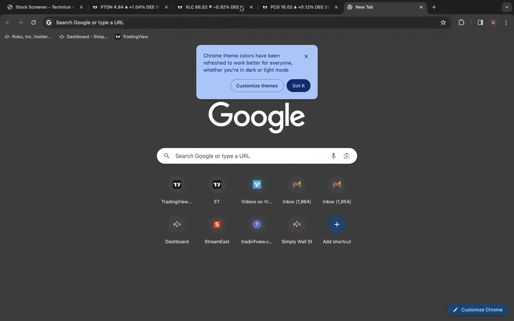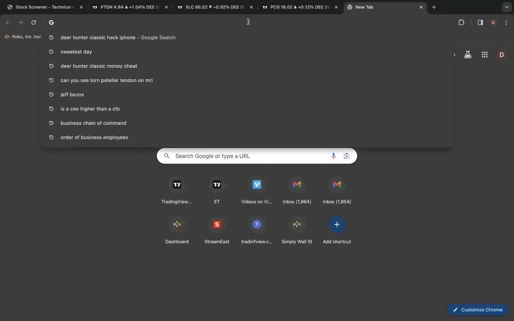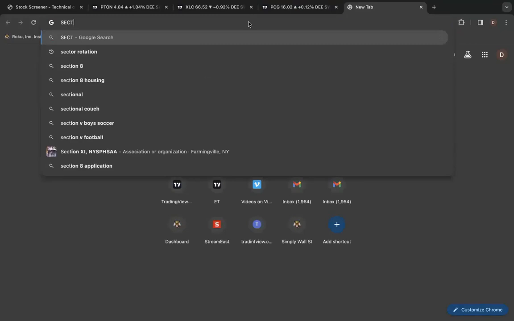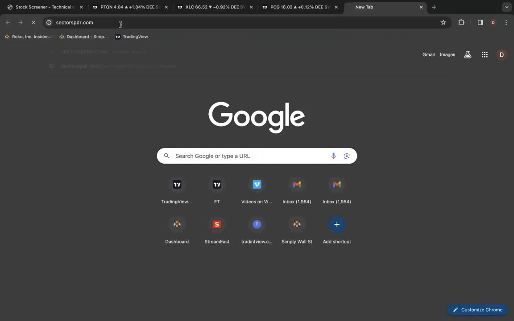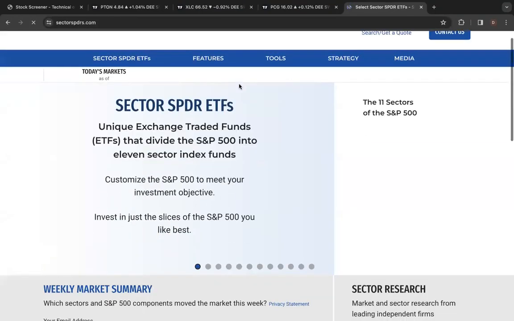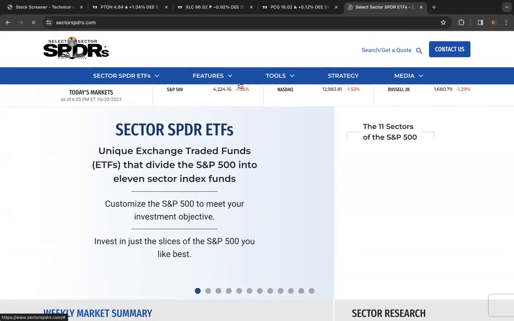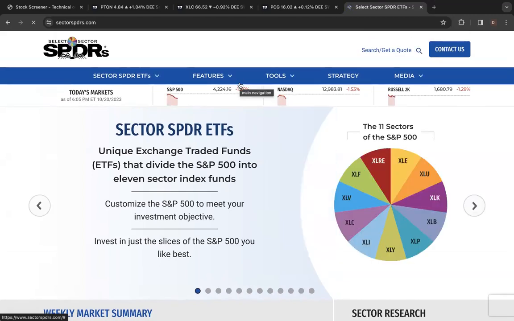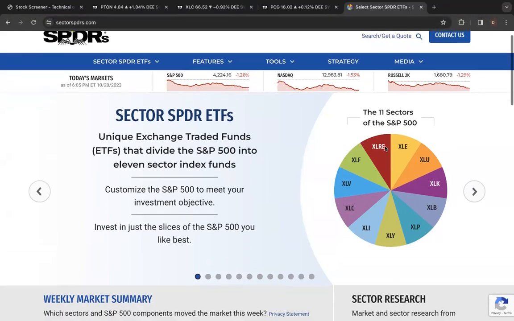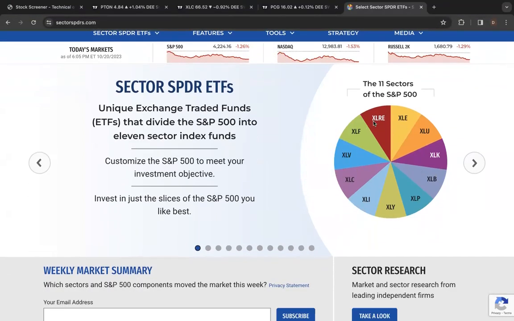Let me move this zoom out of the way. Great question, by the way. Sector SPDR.com. And you guys can still see my screen, correct? Yep. Okay. So yes, this is all of the sectors right here.